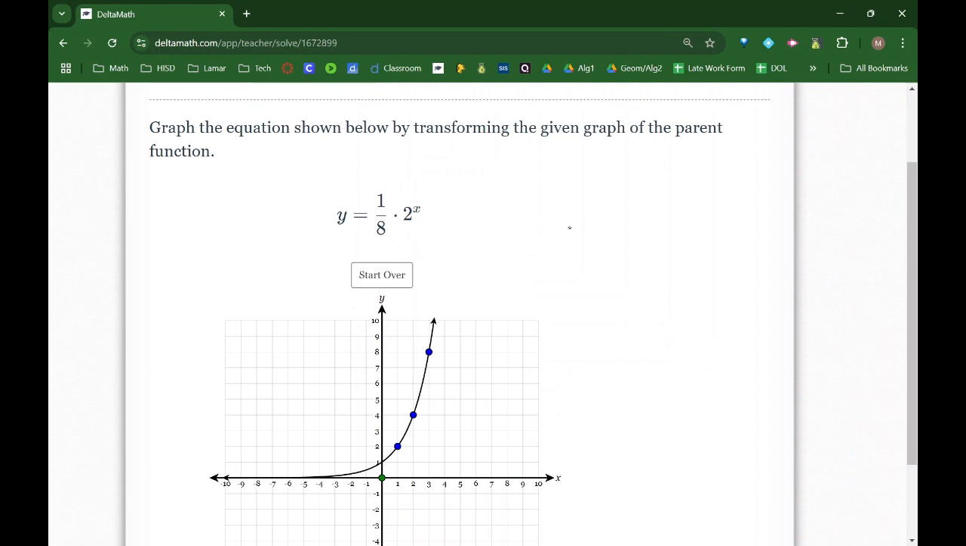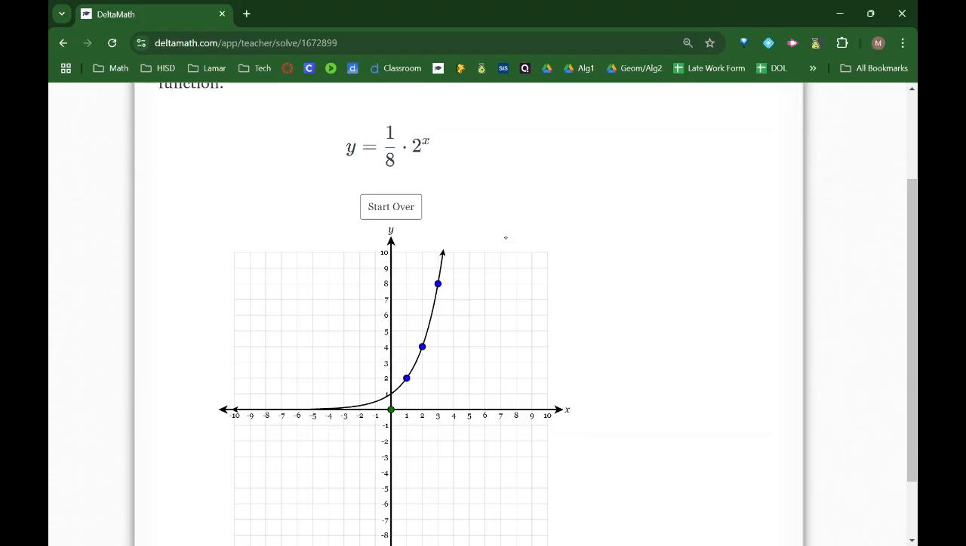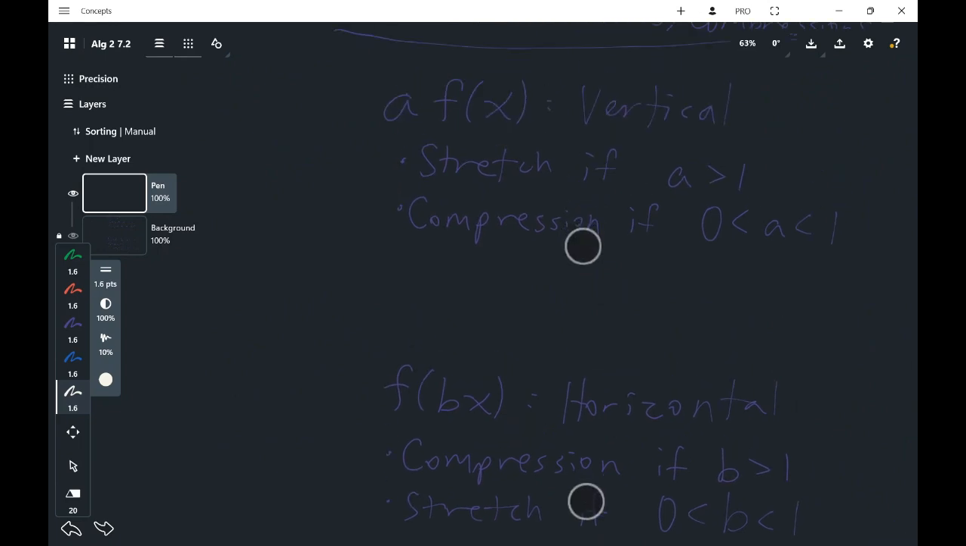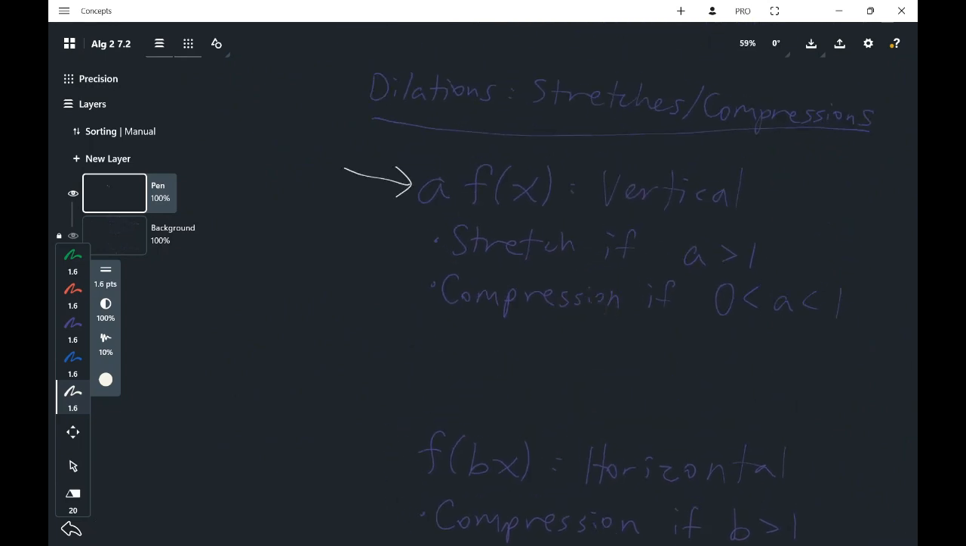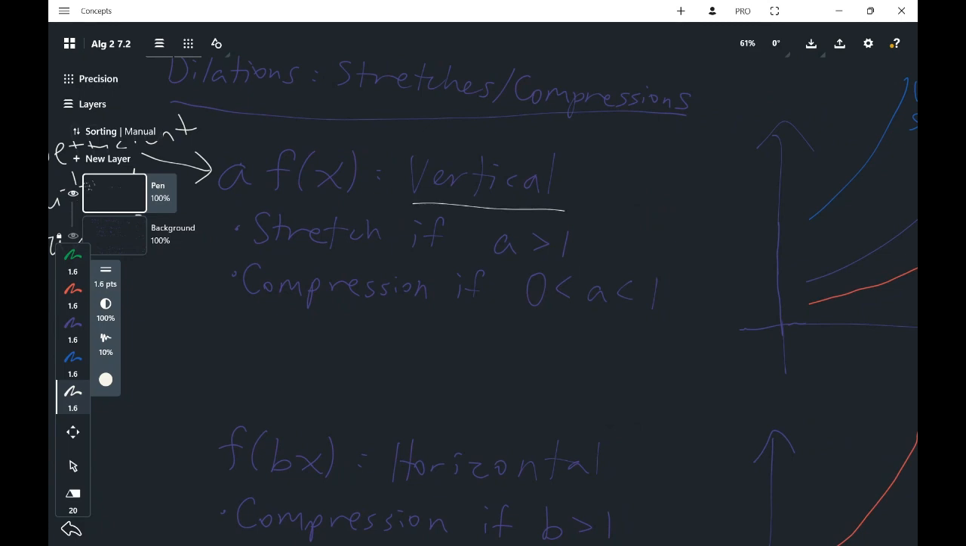And you'll see here we're multiplying that function by 1 over 8, a fraction. So let's think about what that means here. If I'm multiplying on the outside of the function, so I'll say my coefficient, which is the name for that number in front, and it's outside the function, it's going to be a vertical stretch or compression.